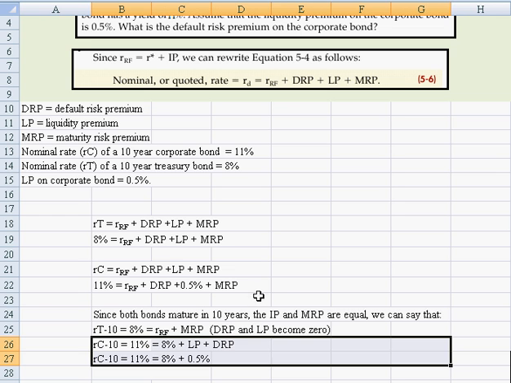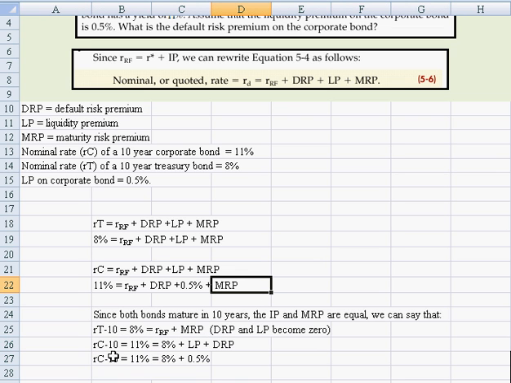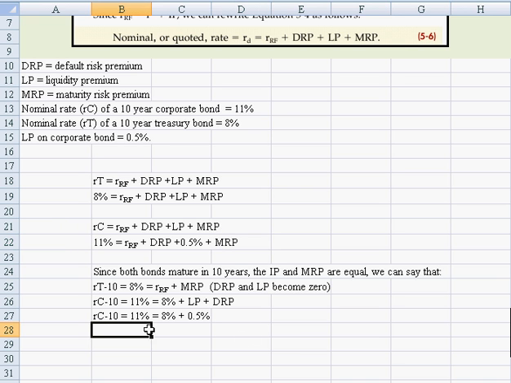Then the corporate bond is equal to 11%, and we know that the risk-free rate is the same as the Treasury bond, right? So that's 8% plus a liquidity premium and the DRP. Well, we were given that the liquidity premium is 0.5%. So at that point, all we really need to do is solve for it. Okay, and I'll get that down. And the answer becomes that the default risk premium is 2.5% on this problem.